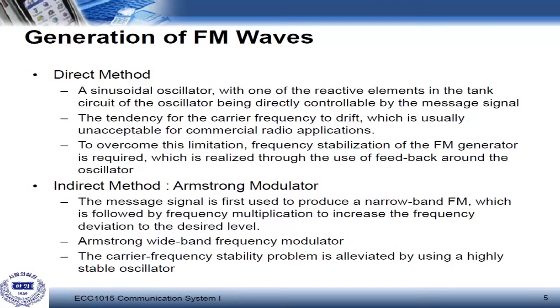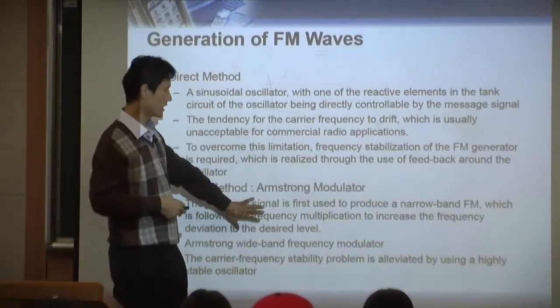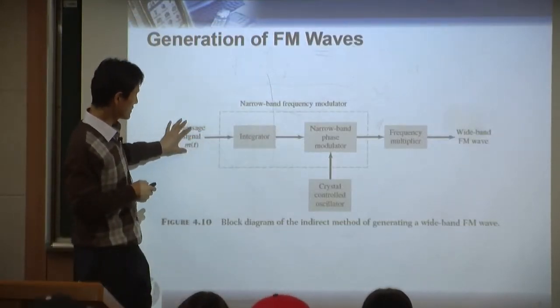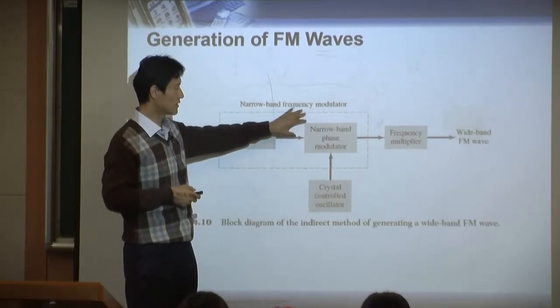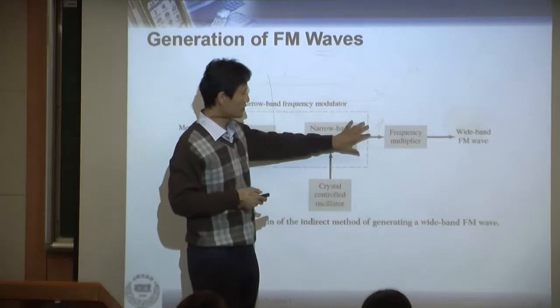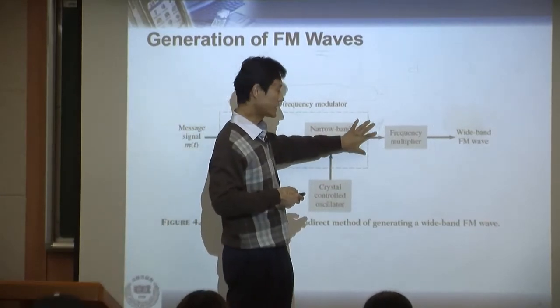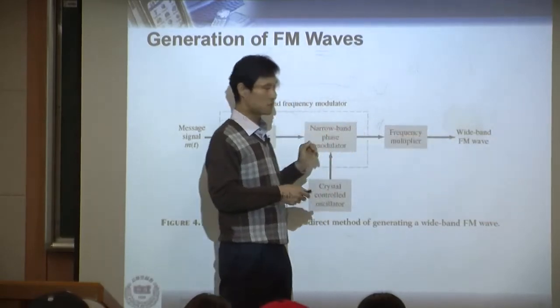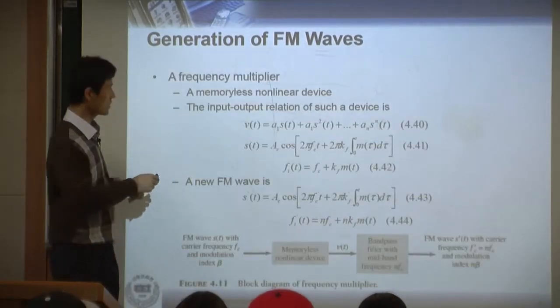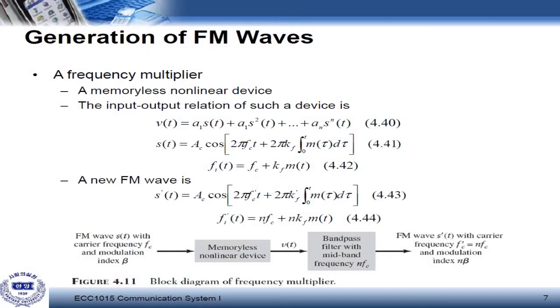When you generate the FM waves, there are 2 different ways: direct method and indirect method. And we discussed the indirect method earlier, right? How to do that is you first put your message into a narrowband FM modulator, okay? And using this narrowband modulated signal, put this into the frequency multiplier in order to get the wideband FM. So we learned the frequency multiplier like this, right?